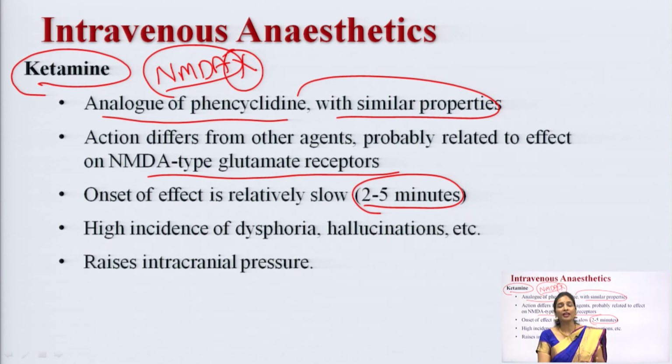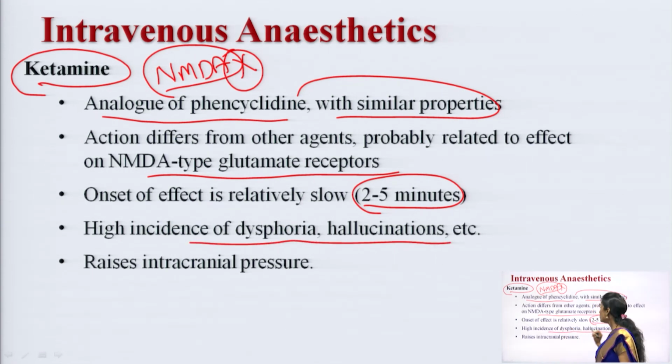What is dysphoria? It is a psychological disorder, mental disturbance, due to stress, family problems, or relationship disturbances. Because of this you can see psychological disturbances, which are termed dysphoria, and you can see hallucination, false imagination. These are the things you can observe with the ketamine drug. When you administer ketamine, you can see a high incidence of dysphoria and hallucination, and it raises the intracranial pressure.